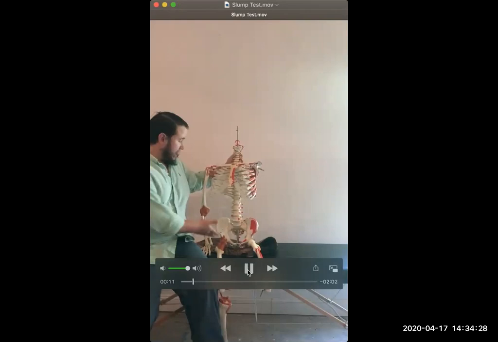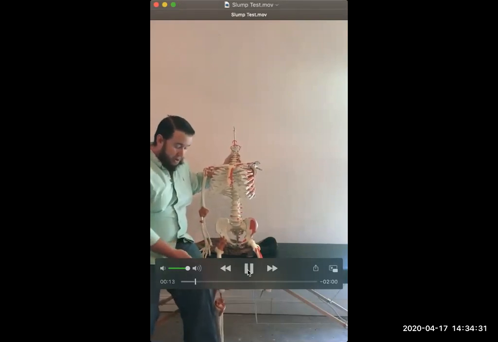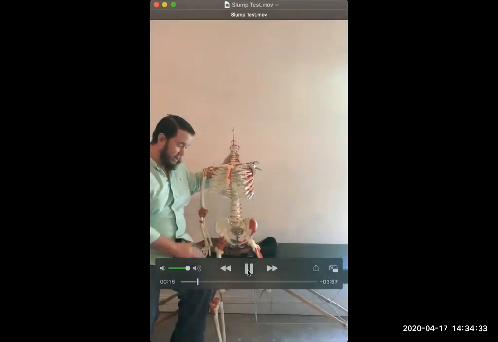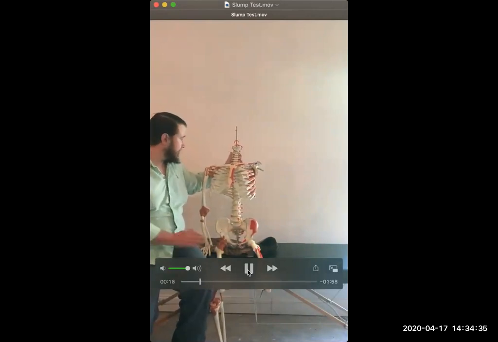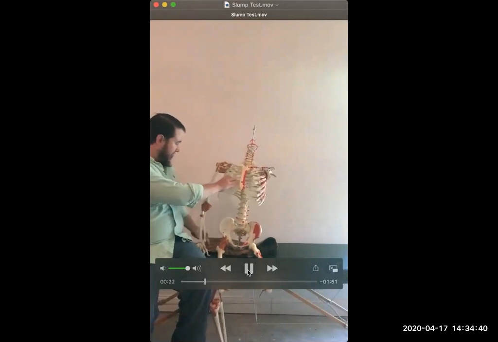Now for this test, we're going to have our patient sitting. We're going to say that our patient's right side is symptomatic. So the patient's right lower extremity, we're testing for radicular pain or radiculopathy. So we're going to have the patient.